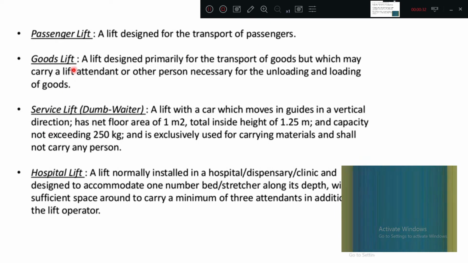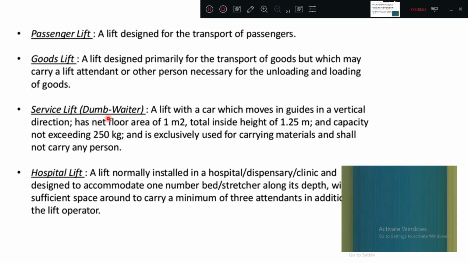Goods lift is generally used in shopping malls, where a large amount of goods and cargo are usually transported. This is designed primarily for transport of goods, but it may carry a lift attendant or other person necessary for loading and unloading operations. So generally goods lifts also carry one or two persons.